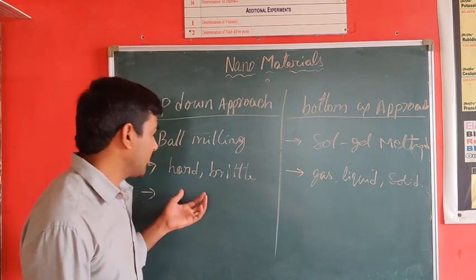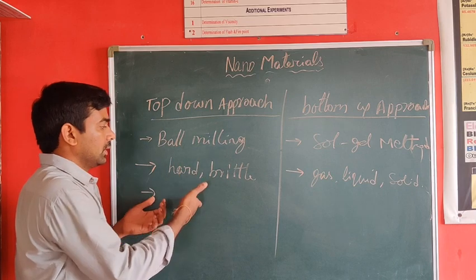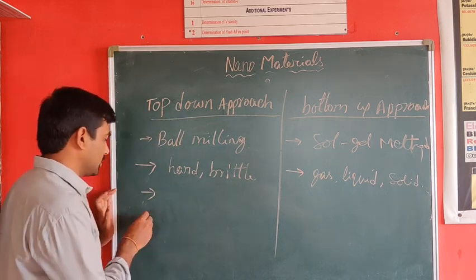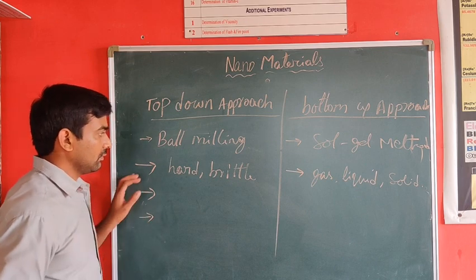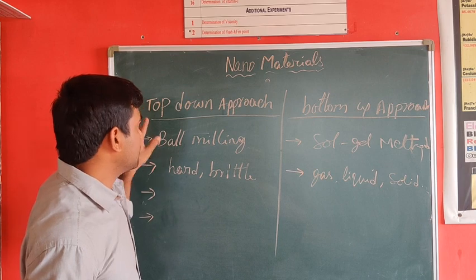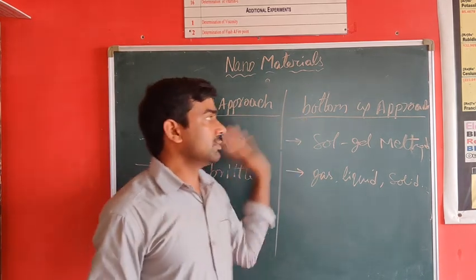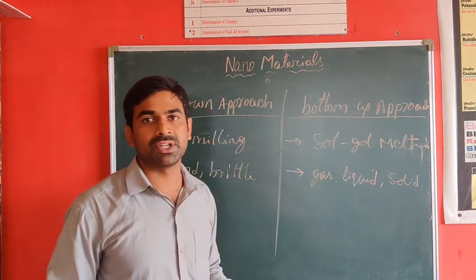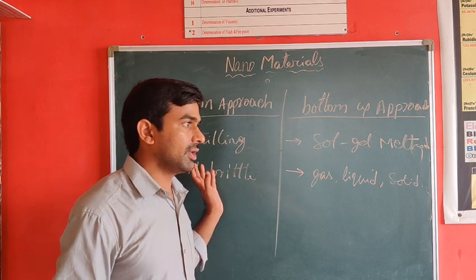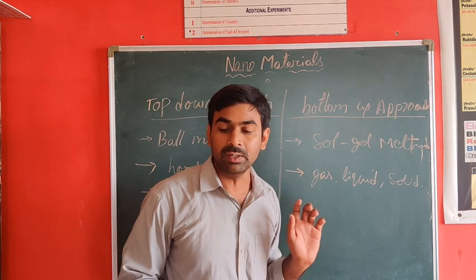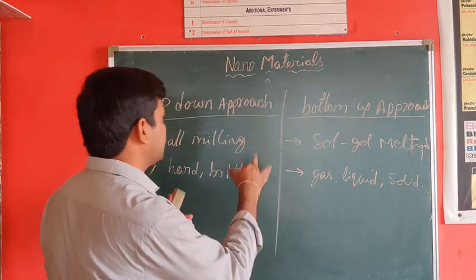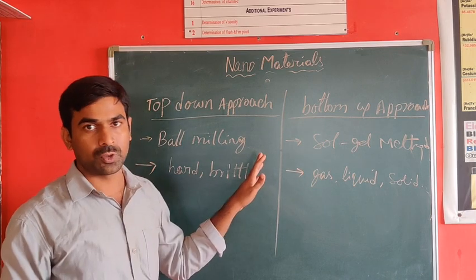The nanoparticles are contaminated by the milling tools in the top-down approach. When compared to the top-down approach, the bottom-up approach is the most efficient method. These are some differences between the top-down and bottom-up approach methods.